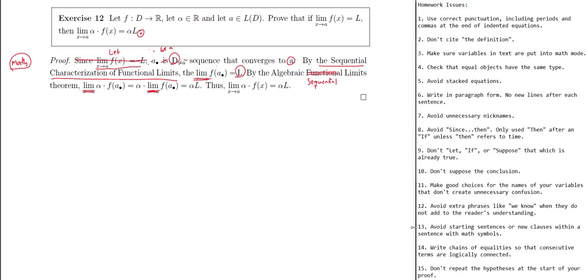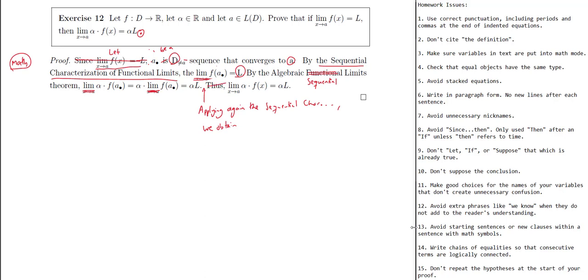So probably it would be good to say here again, applying again the sequential blah blah blah characterization dot dot dot. We obtain, right? You can get rid of the "thus" there.